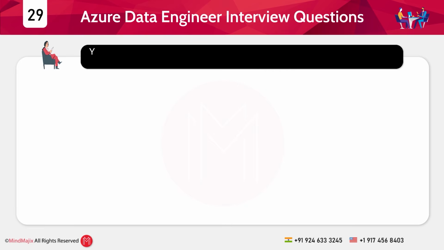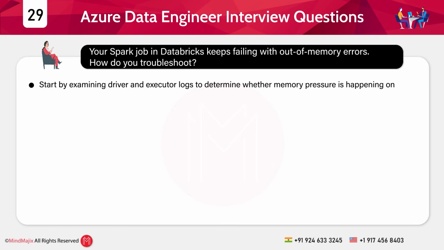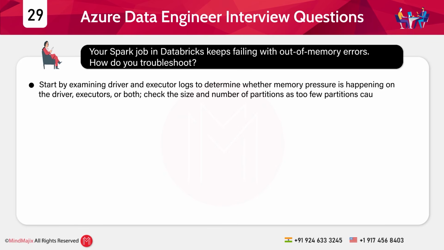The next question is, let's suppose your Spark job in Databricks keeps failing with out of memory errors. So how do you troubleshoot this particular scenario? So first and foremost, you can start by examining the driver and the executor logs to determine whether the memory pressure is happening on the driver, the executor, or both. Next, you have to check the size and the number of partitions, as too few partitions cause large tasks that go out of memory, while too many tiny partitions can cause overhead.